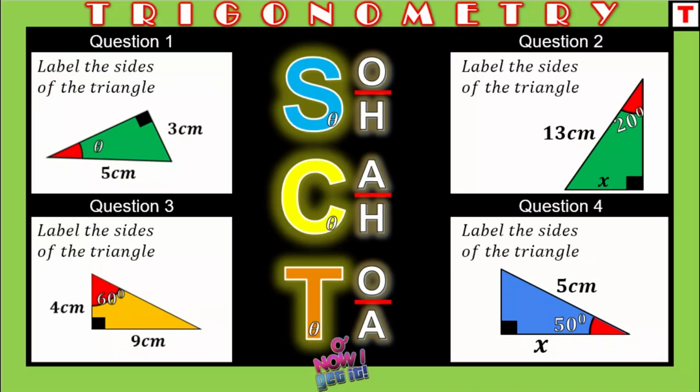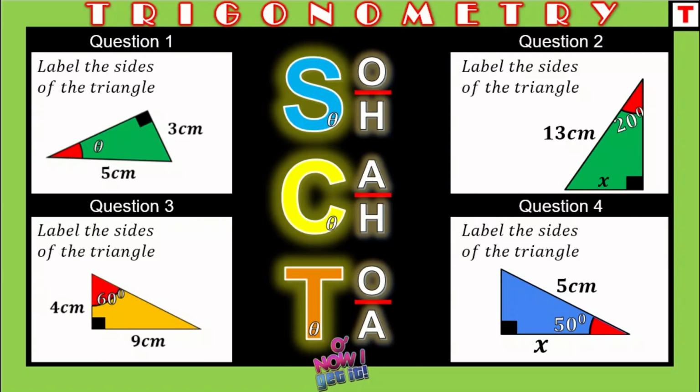In today's lesson, we're going to be focusing on trigonometry. Trigonometry deals with the relationship between the sides and angles of triangles. So the first thing we're going to be looking at is how we label the sides of right angled triangles.